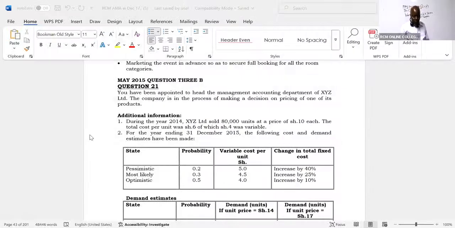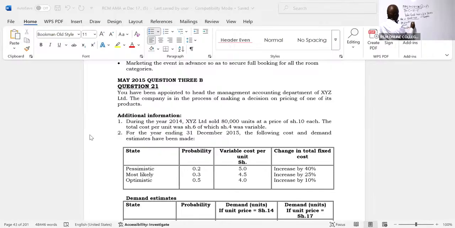We are told that for the coming year, 2015, the following cost and demand estimates have been made. You can see we have three states versus probabilities versus variable costs, and you can see the change in fixed cost. I would want to know the new fixed costs given the three states: pessimistic, most likely, and optimistic.